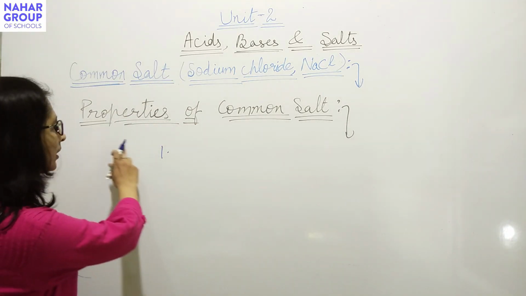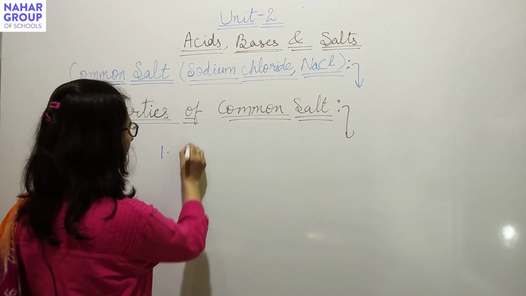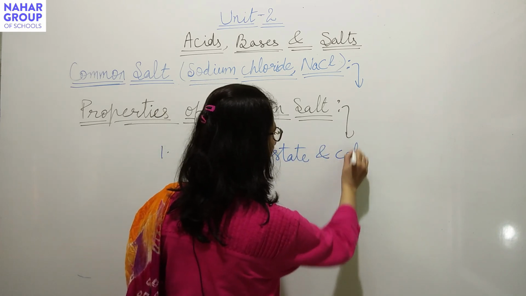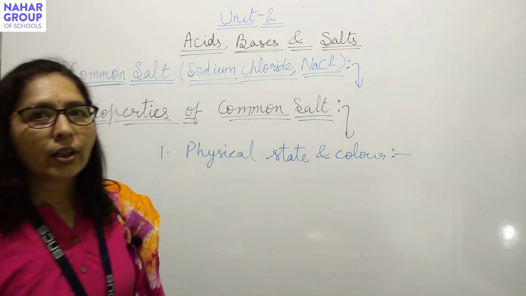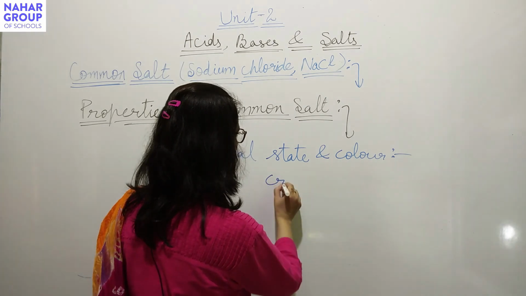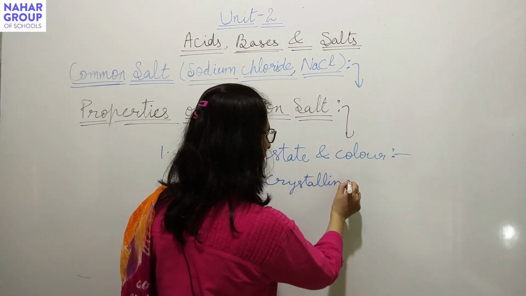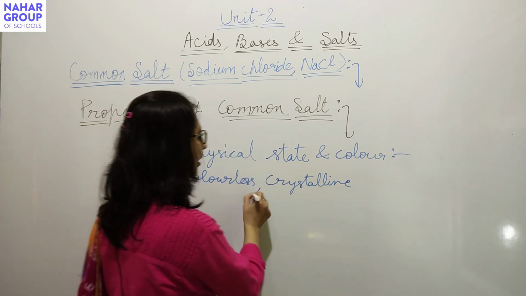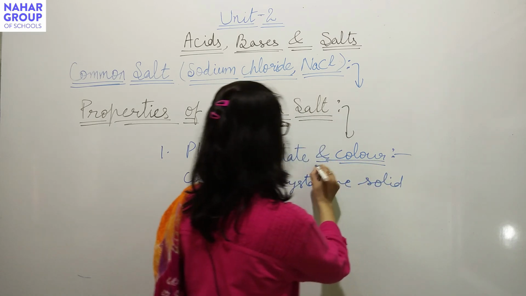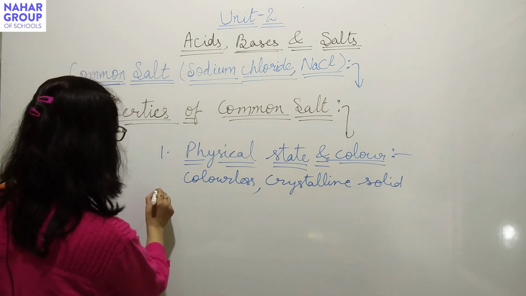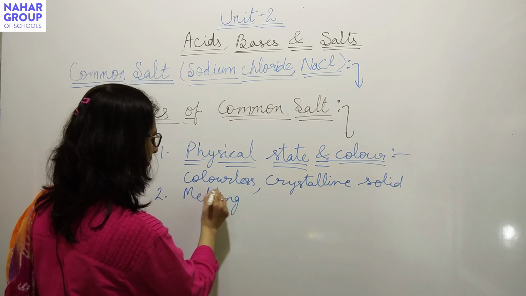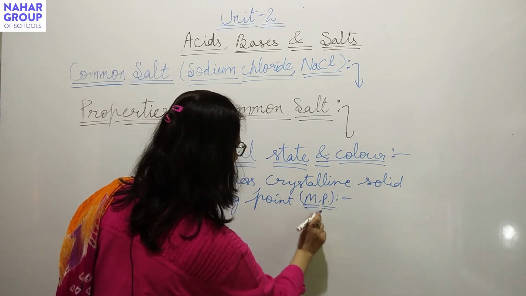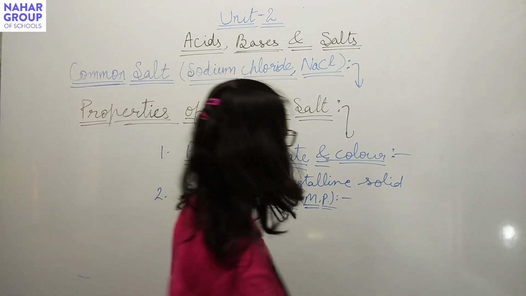Subtopic of common salt, that is properties of common salt. In that, first is physical state and color. Common salt is a crystalline solid as well as it is colorless. It means you can say that it is a colorless crystalline solid. Second point is melting point. Melting point is 82 degrees Celsius.